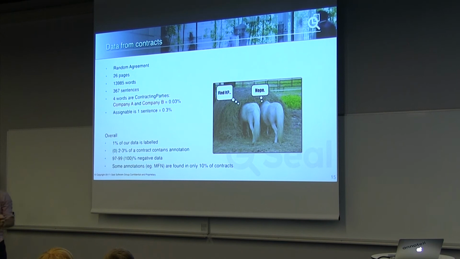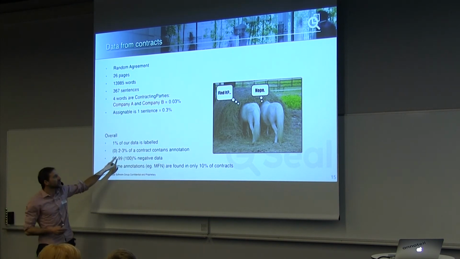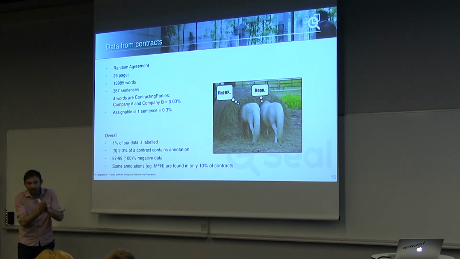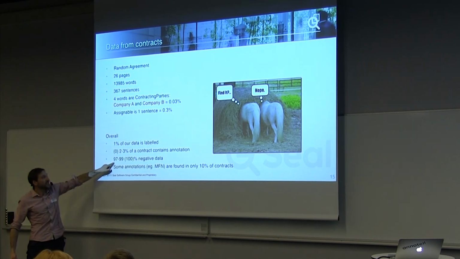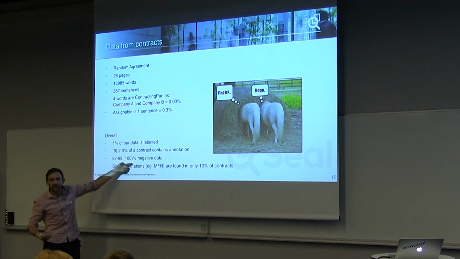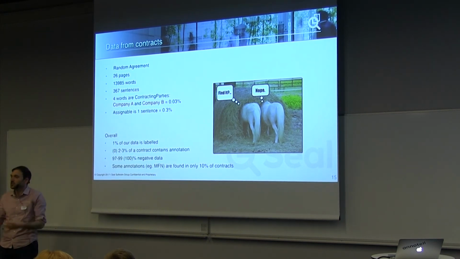Now, overall, we have quite a lot of unlabeled data, but only 1% of our training data is actually annotated, and around 2 to 3% of the contracts actually contain annotations. So you can imagine that the rest of the contract, like 97% in some contracts or documents, 100% is negative data.